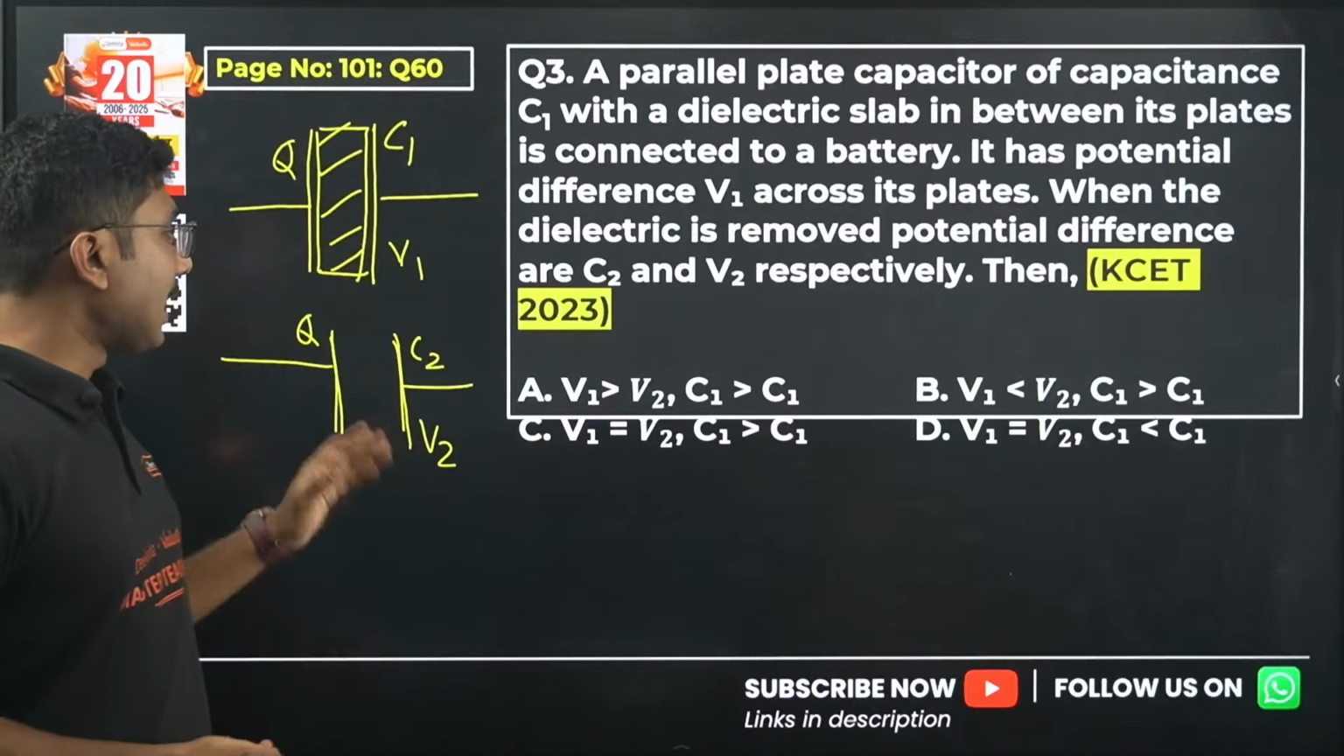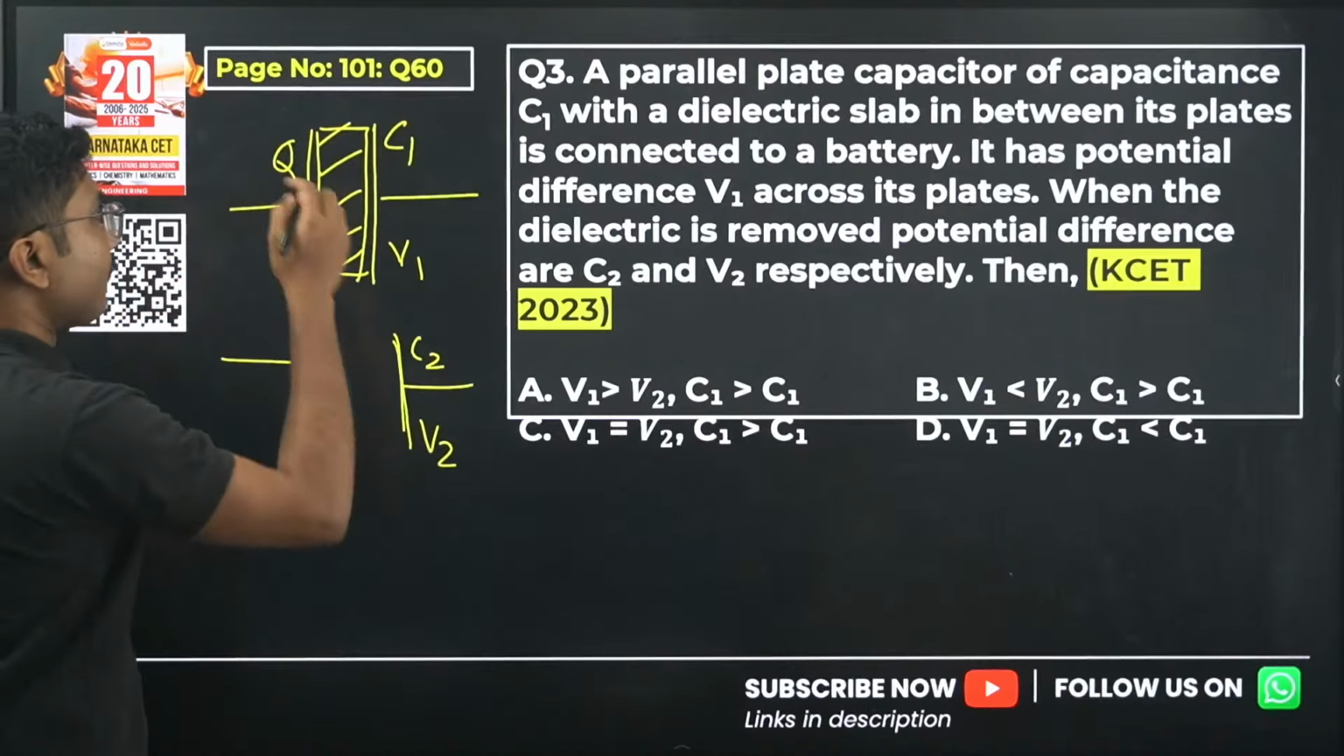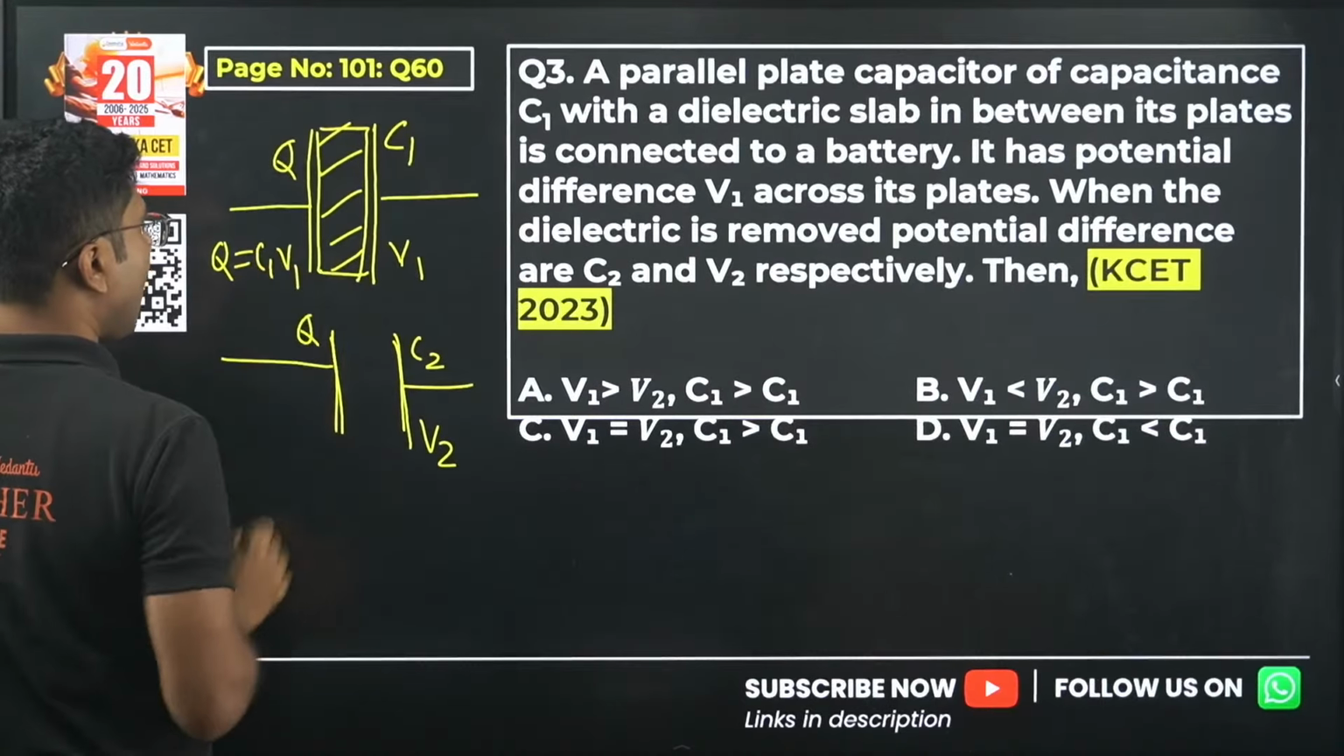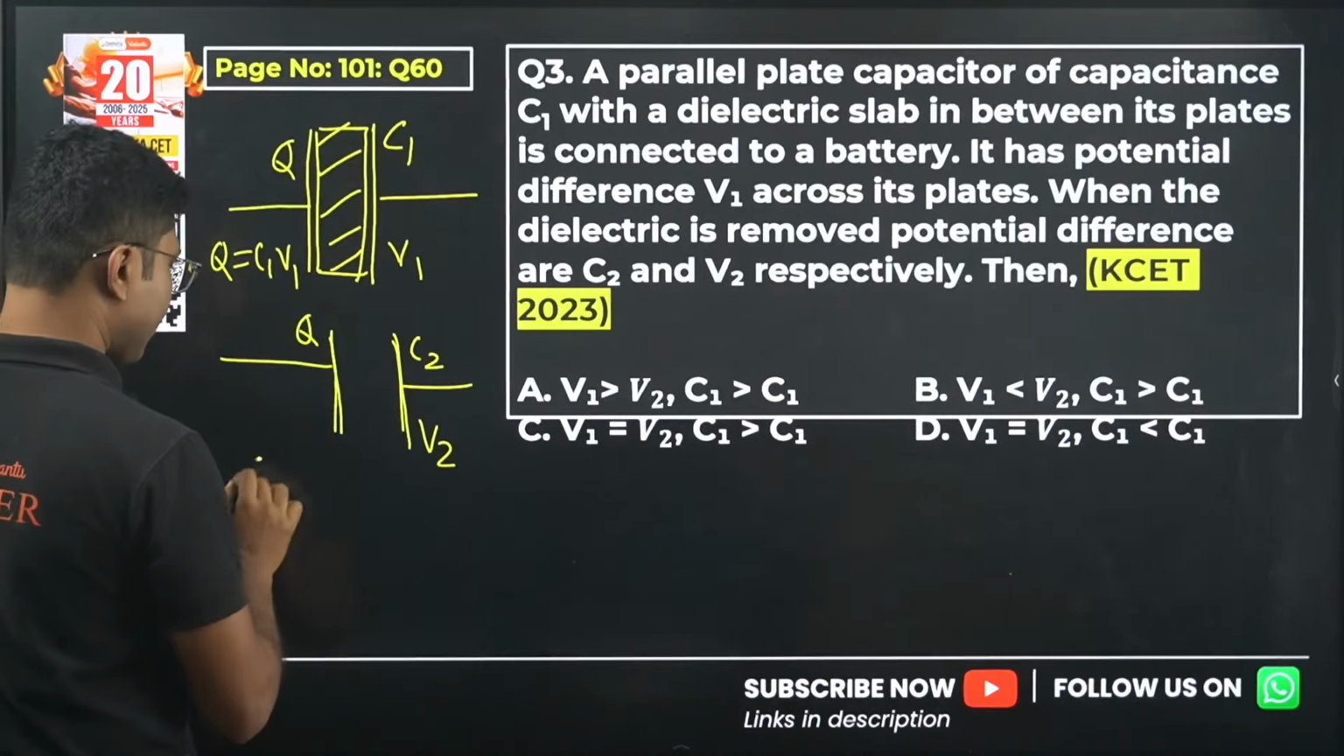Okay, so if the charge is Q, that means from the first expression we can say Q equals C1 V1, and from the second expression Q is equal to C2 V2. Now we know that if you add a dielectric, its capacitance increases by K times, K is the dielectric constant. So definitely from there we can say that C2 must decrease. That means C2 must be less than that of C1.